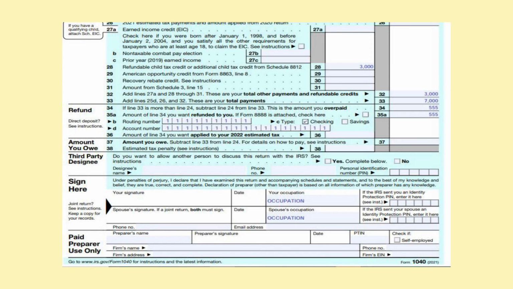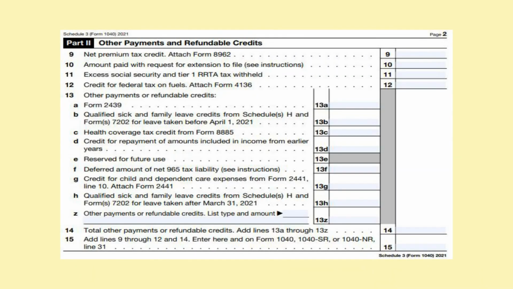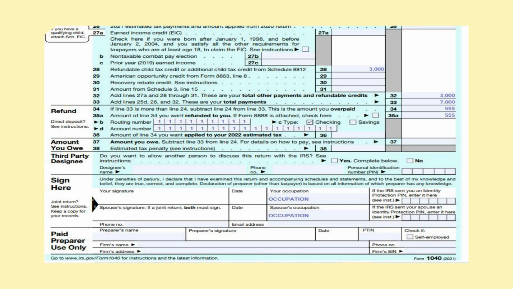Line 31 will be left blank as well, as you don't have any other payments. The most common type of other payment would be if you filed an extension for your return and you paid an amount with the extension. You would put that amount on Schedule 3 and on line 31. Line 32 is the total of all your other payments and refundable credits, which is $3,000. On line 33, total up all your payments, which will be $7,000.